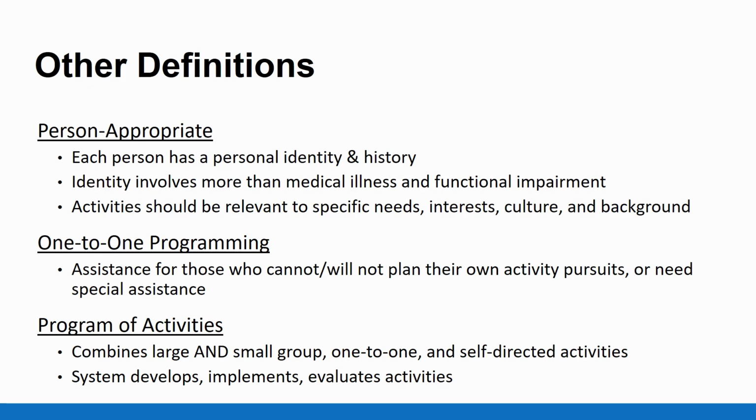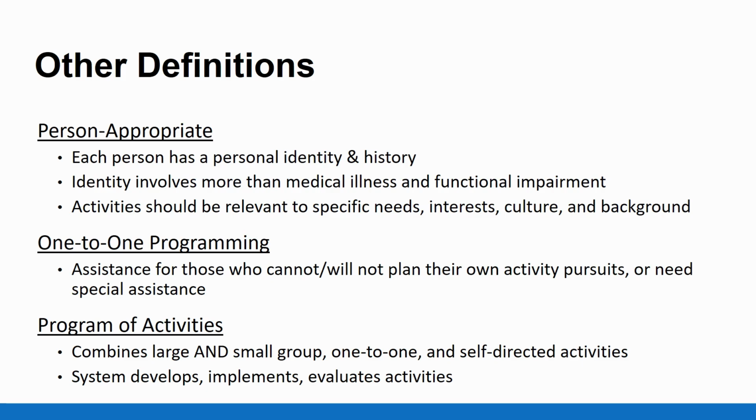Some residents, like those with dementia, may not be able to plan activities for themselves. One-to-one programming doesn't necessarily mean one-to-one activity. It means that staff will need to help residents identify and engage in meaningful activities. In short, it is your job to figure out what the person with dementia enjoys and can do successfully, and to help cue the person to be involved. Finally, the program of activities can include large and small group, one-to-one, and self-directed activities. As before, the program is ongoing, person-appropriate, and based on a comprehensive assessment of abilities, needs, and personal interests and preferences.